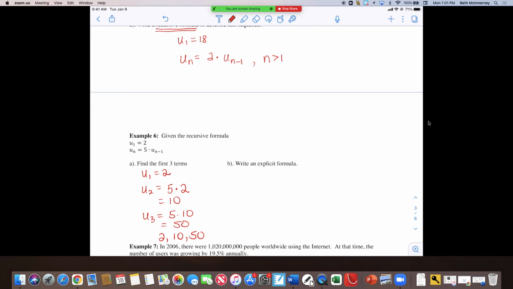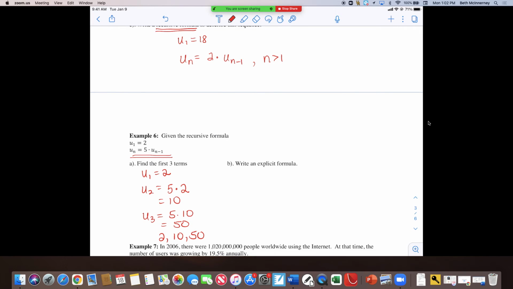So don't let the notation bother you, okay? This u sub n equals 5 times u sub n minus 1 just means you're taking 5 times the previous term. Because the first term is 2, and this says take 5 times the one in front of it. So if I want the second term, it's 5 times the first one. So then I got 10. Then it's 5 times the 10. So you're just taking 5 times each one.